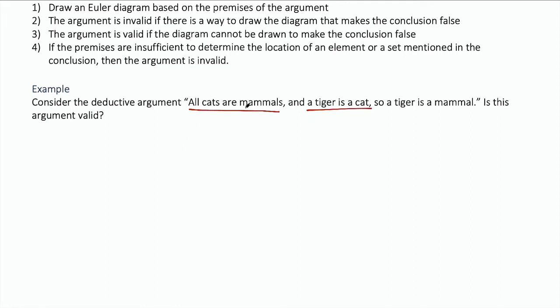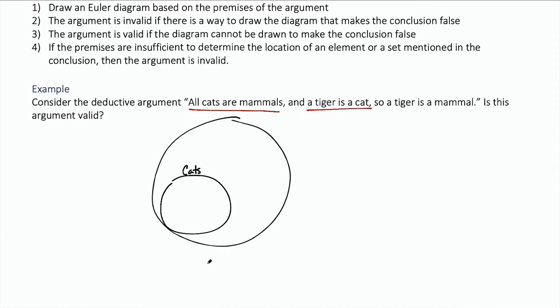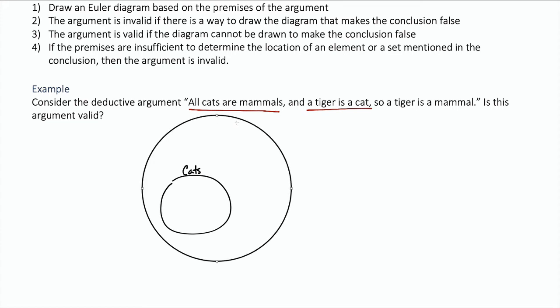Now if all cats are mammals, that means that the cat's circle, this is the cat's circle, has to be contained entirely within the mammals circle. That was really close to the edge, so I'm going to go ahead and make it a little bit smaller. There we go. It has to be contained entirely within the mammals circle, right? Every cat is a mammal, but there are other things that are not mammals. Okay? So this is that first premise.